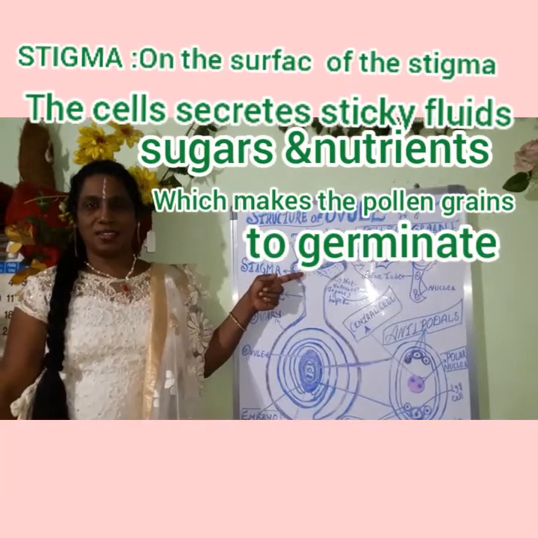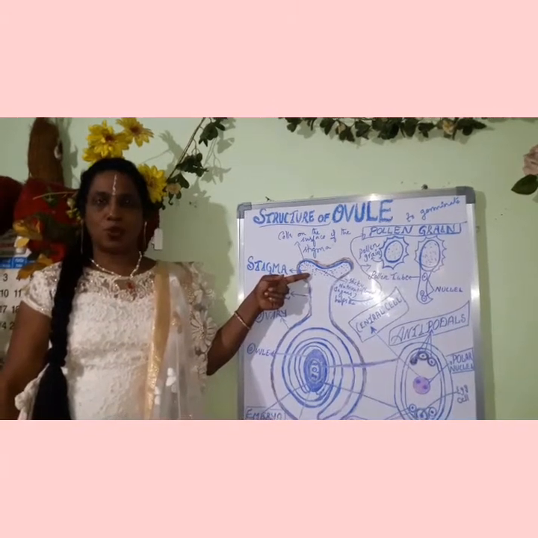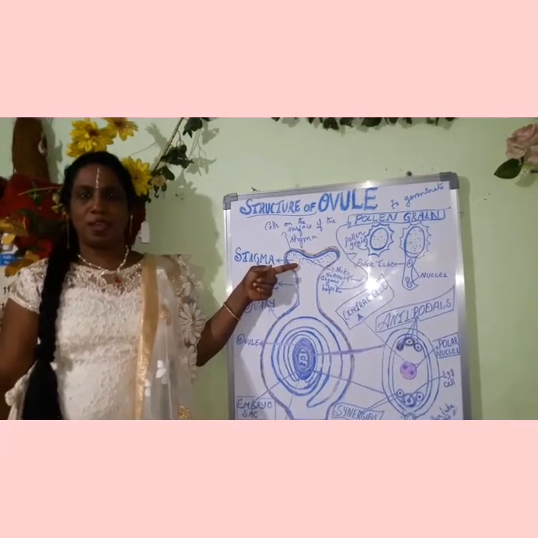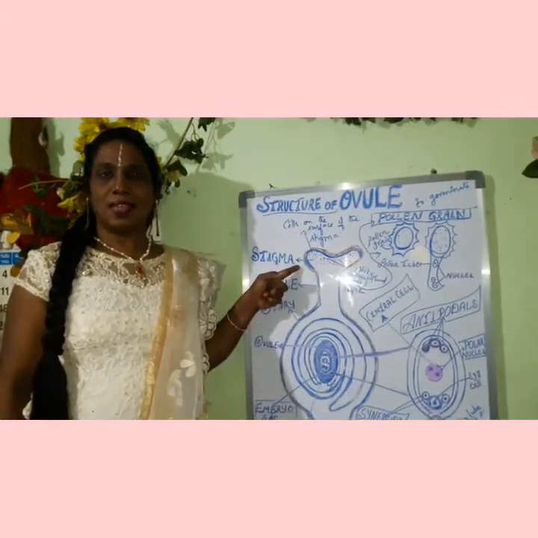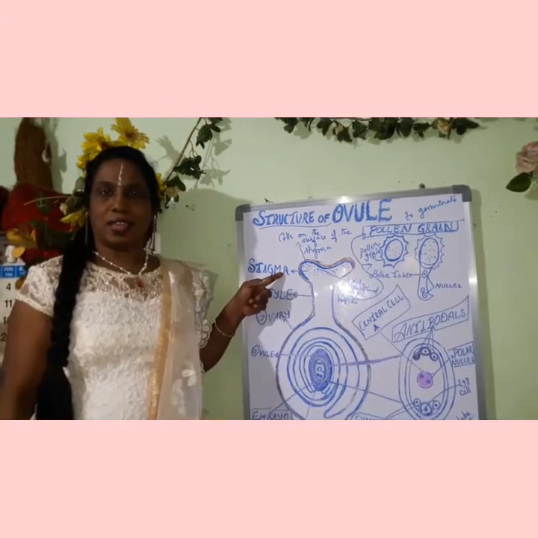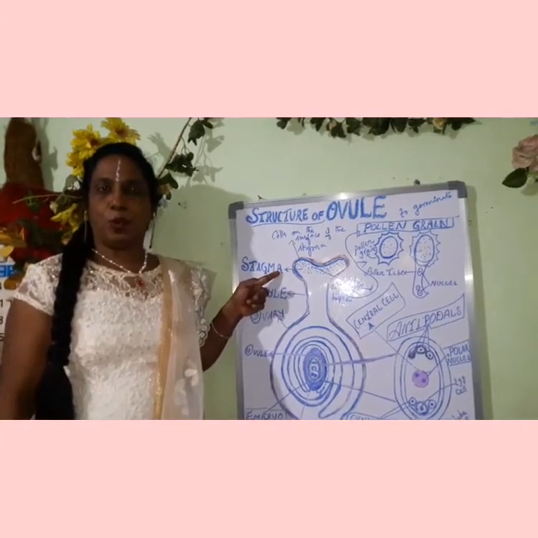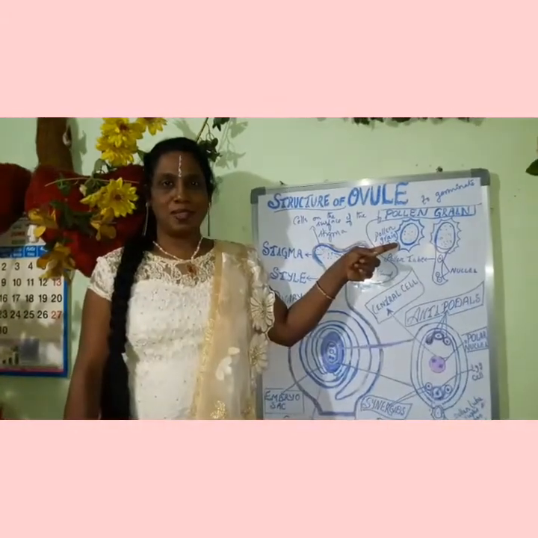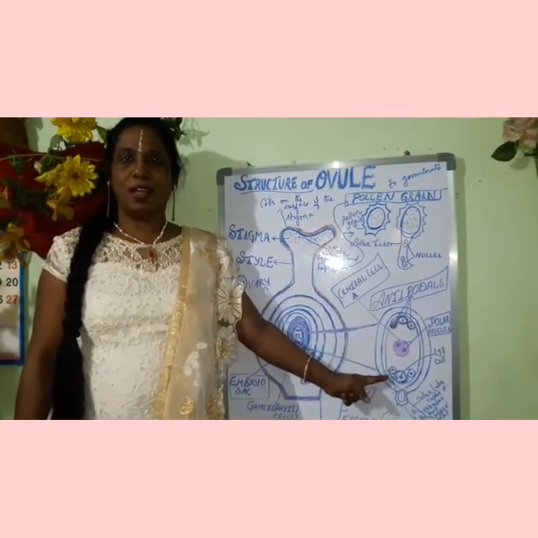The stigma consists of sticky fluids which contain nutrients such as sugars. This helps the pollen grains germinate, forming a pollen tube, which enters the embryo sac.